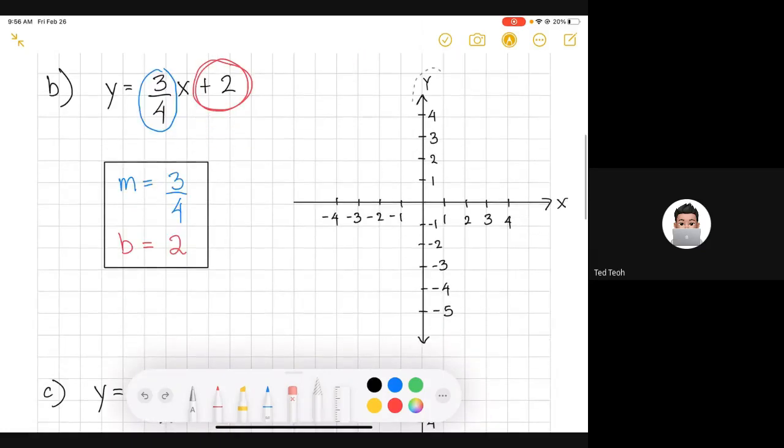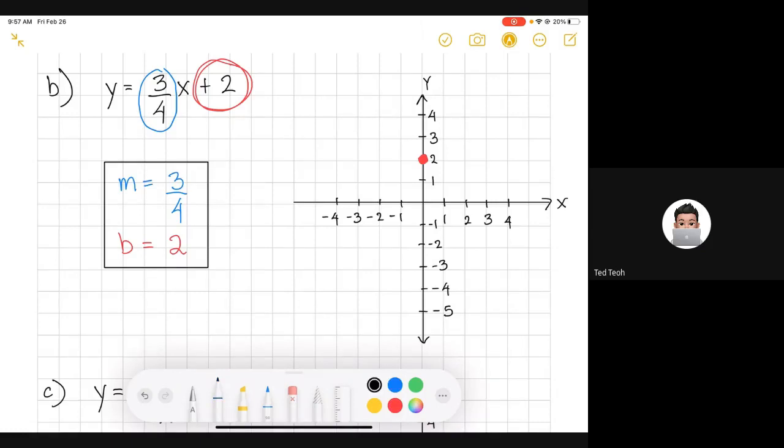Again, look at this y-axis. You're going to look at where the positive 2 is, so that's way up here, positive 2. And you're going to make a big dot where the y-axis meets it. Step three, you're going to count the slope.